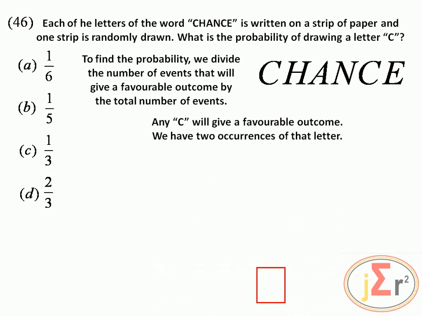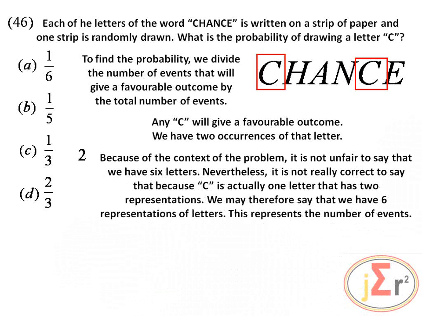We have two occurrences of that letter, there and there. Two occurrences will give a favorable outcome. Now we need to divide that by the total number of equiprobable events. Because of the context of the problem, it is not unfair to say that we have 6 letters. Nevertheless, it is not really correct to say that because C is actually one letter that has 2 representations. We may therefore say that we have 6 representations of letters. This represents the number of events.